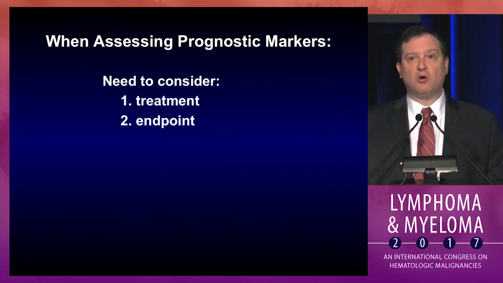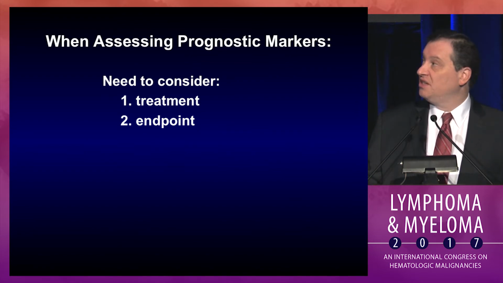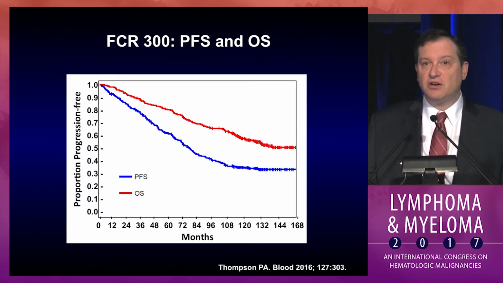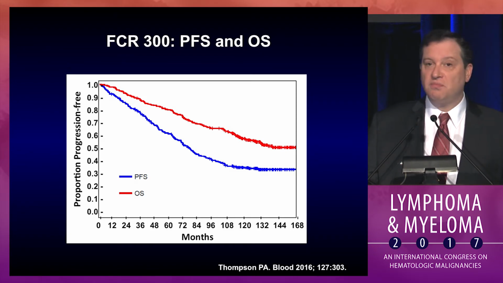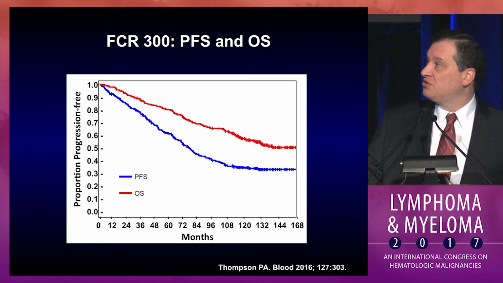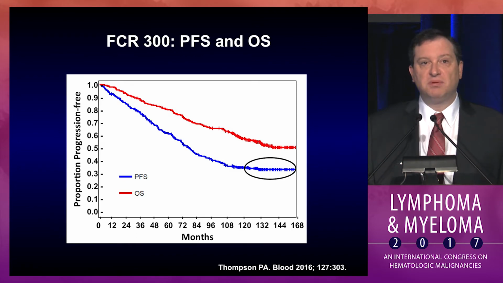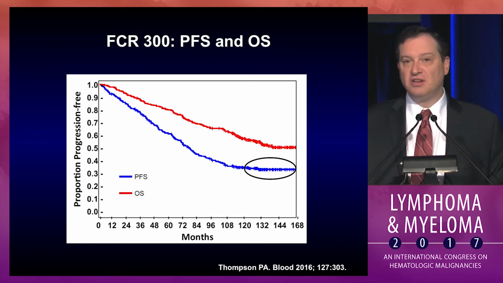So just to emphasize, all prognostic markers need to be taken in the perspective of what the treatment is, as well as what is the assessment we're looking at. So here's the FCR 300, and these are 300 patients treated with FCR in basically consecutive sequence at MD Anderson. When you look at these curves, we have the PFS curve here, and we have the overall survival curve here. Everyone always focuses on this plateau at the end, and a lot of people say that about 35% of the patients might actually be cured of their CLL through the use of FCR.